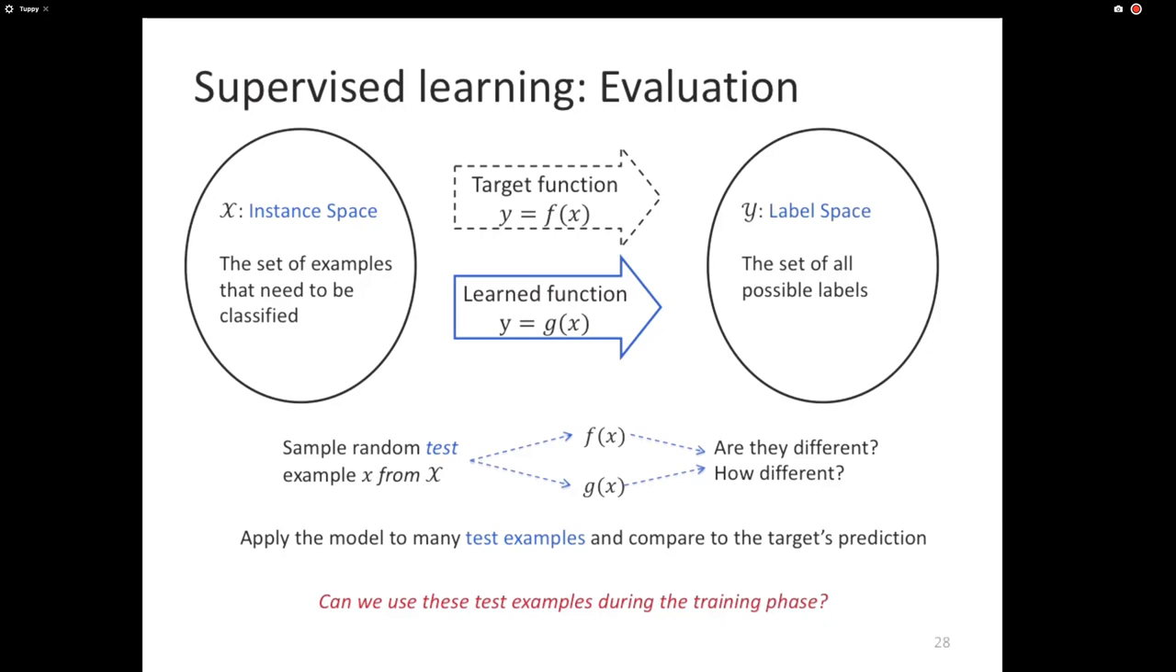I used to suggest, and I still think it's a good idea, to put the test examples in a zip file and not even write the code to load it until maybe one day before the final thing is due. Because you should not even be tempted to look at the test examples. Otherwise, any conclusion you draw about g is no longer meaningful. You cannot conclude anything useful about g, the learned function, if the test data contaminates the training data. So be very wary of the training data being contaminated.